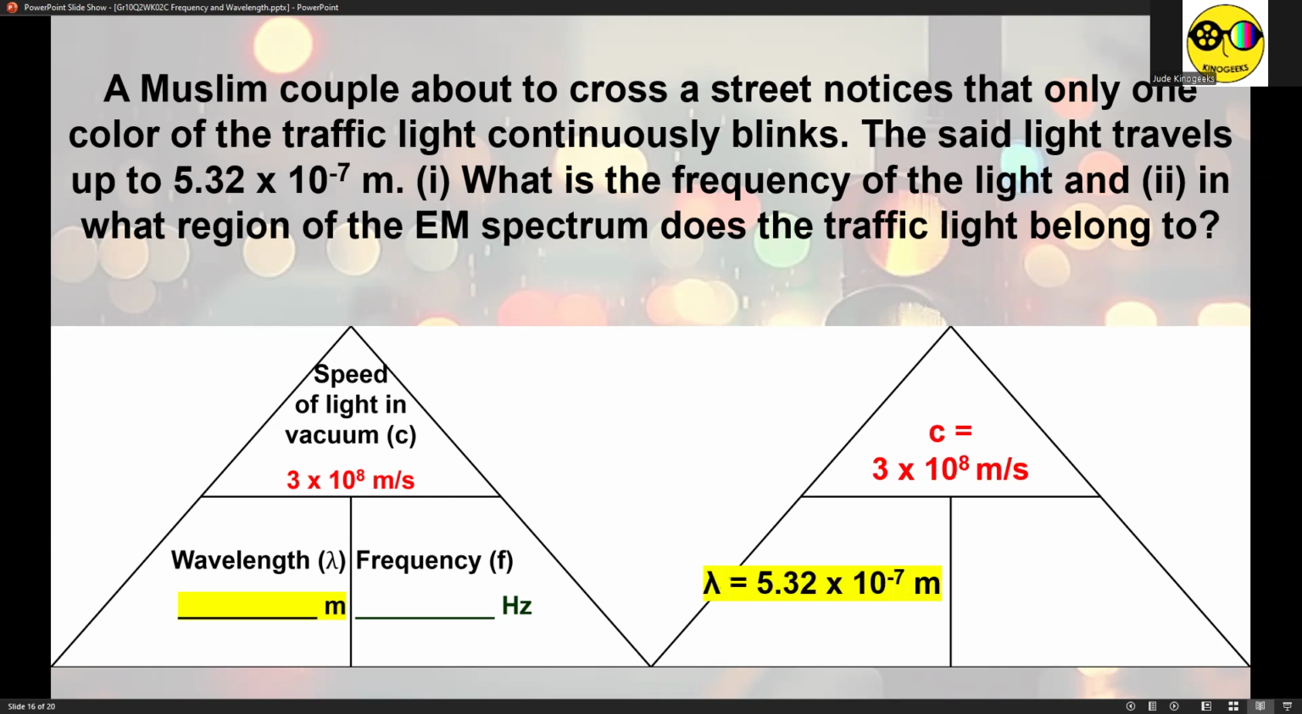So to solve for the frequency, all we have to do is just divide the speed of light in vacuum by the wavelength. So that's 3 times 10 raised to positive 8 meters per second divided by 5.32 times 10 raised to negative 7 meters, giving you the frequency 5.64 times 10 raised to positive 14 hertz.